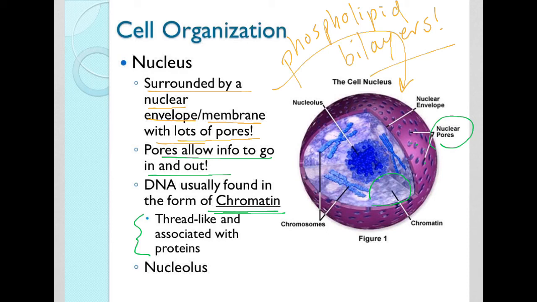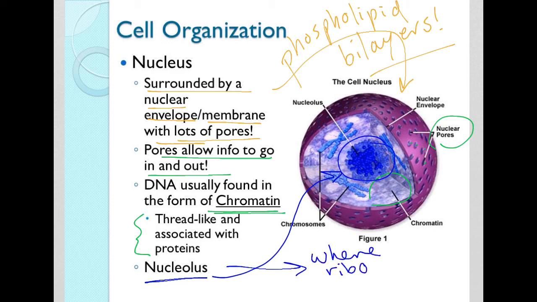And last but not least, there's an item called the nucleolus. The nucleolus is this sort of central, even more dense portion of the nucleus. And the nucleolus is going to be where ribosomes are made. We'll talk more about ribosomes in a bit.